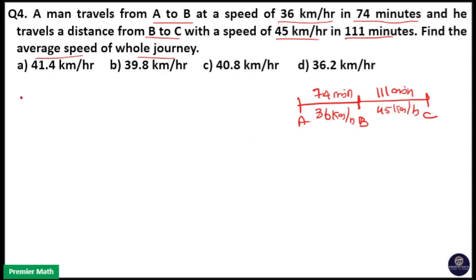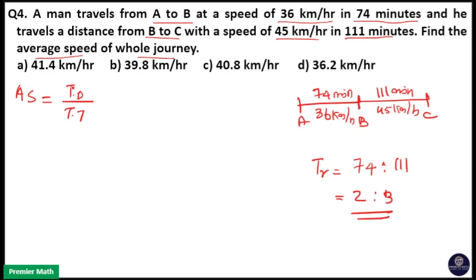Here this is a direct question, that is average speed is equal to total distance divided by total time. Here I will take time ratio because distance is not given, so time will be in both numerator and denominator, and this is in minutes. So 74 is to 111, that is equal to 37 into 2, 74, 37 into 3, 111. So 2 is to 3 is the time ratio here.